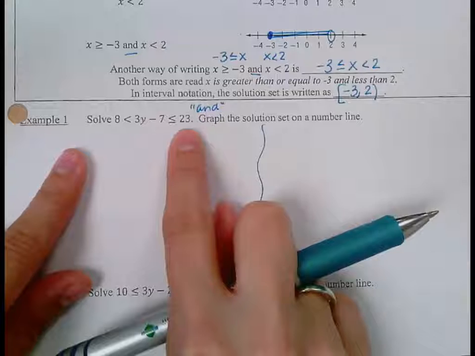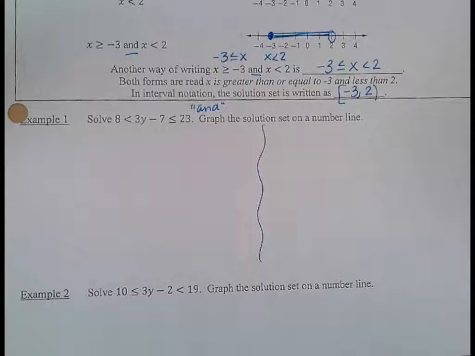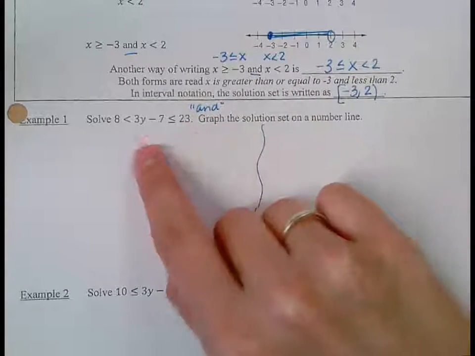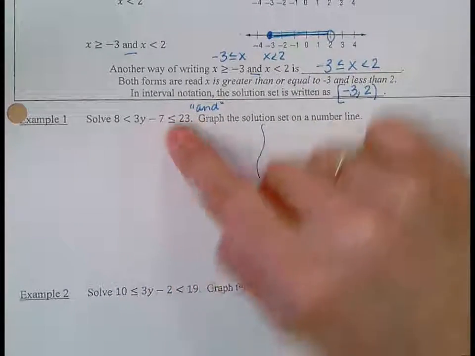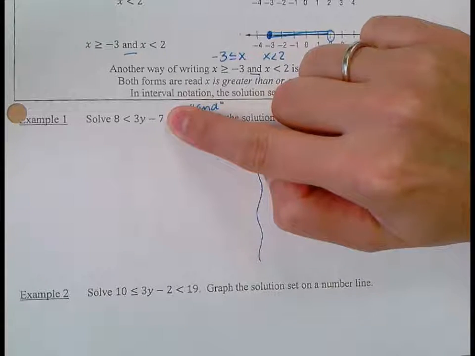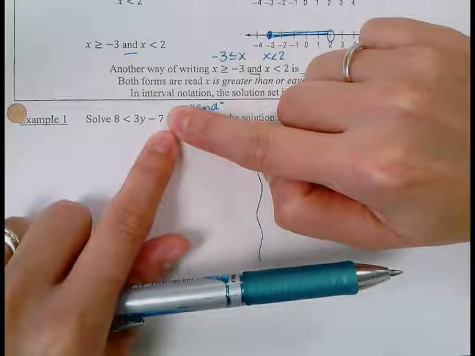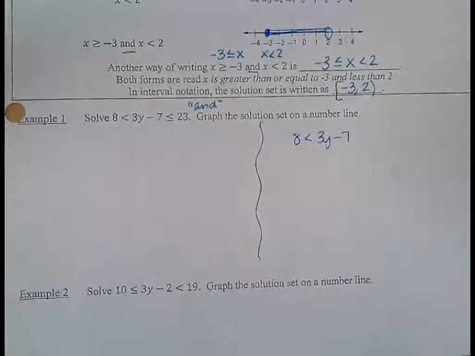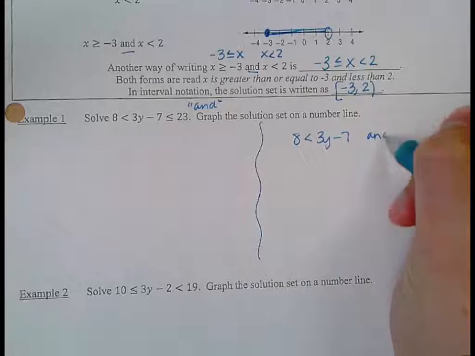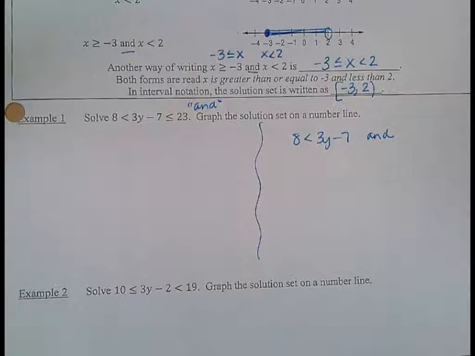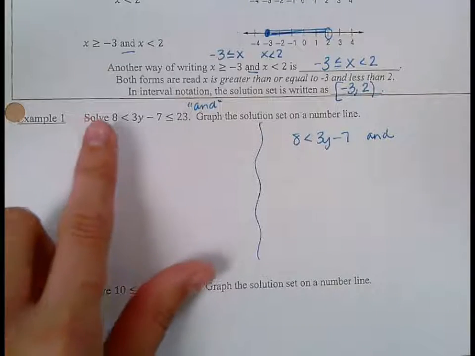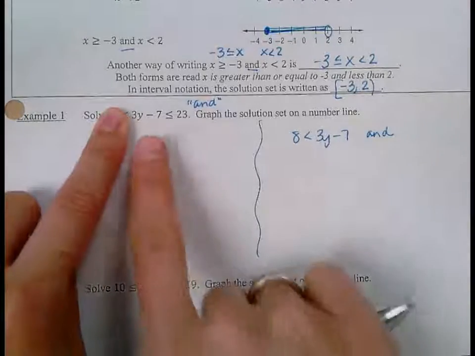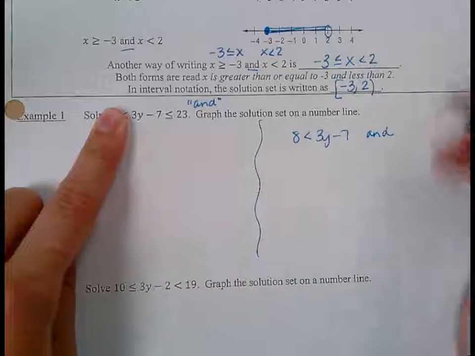If you were to rewrite this so that it's two separate inequalities joined by and, this is how you do it. The first inequality would be everything up until that second inequality symbol, so it'd be leaving off the less than or equal to 23. This would be the first inequality. So 8 is less than 3y minus 7. And then I'm going to write and in the middle. And then the second inequality would be covering up everything before and including the first inequality symbol. So it'd be the middle, 3y minus 7 is less than or equal to 23.